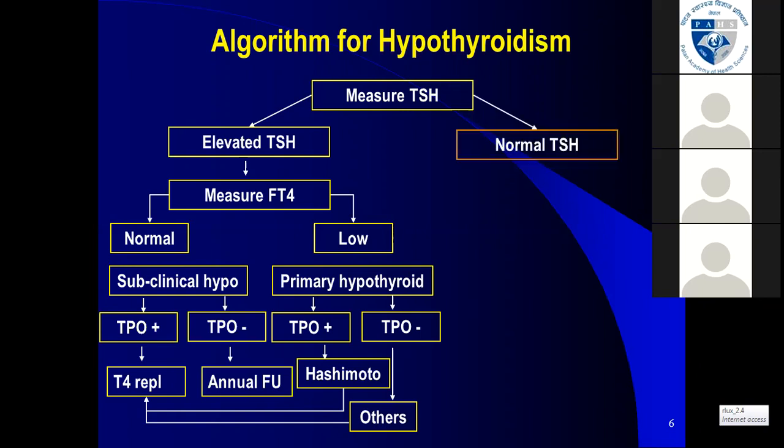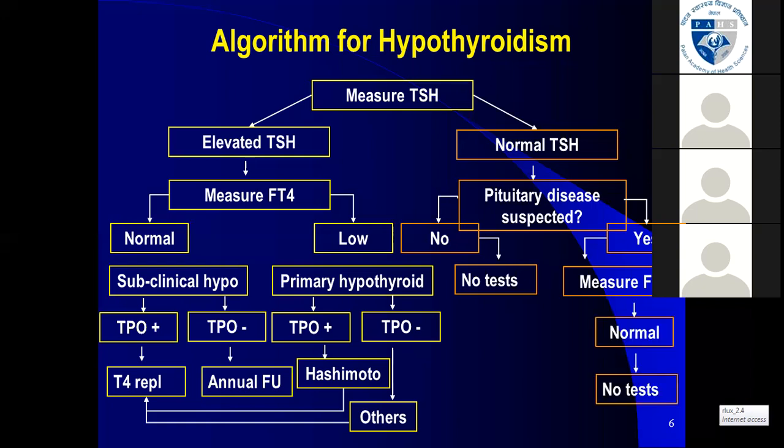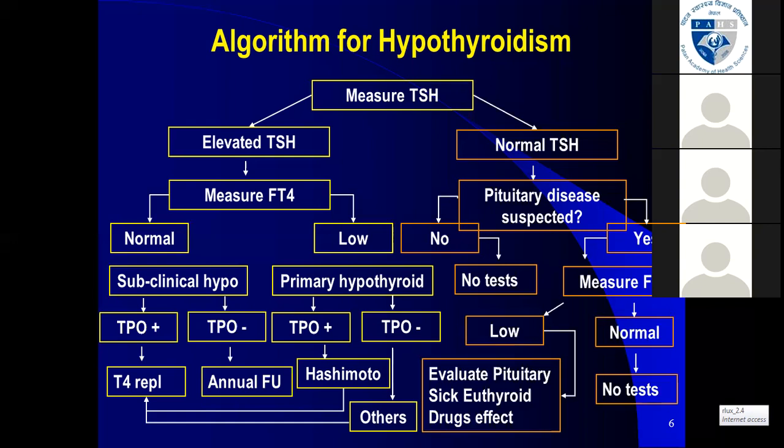On the other hand, if there is normal TSH, then we have to think about pituitary disease. If we don't suspect pituitary disease, then we don't need any test. But if we suspect pituitary disease, then we again measure the free T4, and if it is normal, then no need for tests. But if low, then it could be sick thyroid syndrome, or there could be other drug effects.